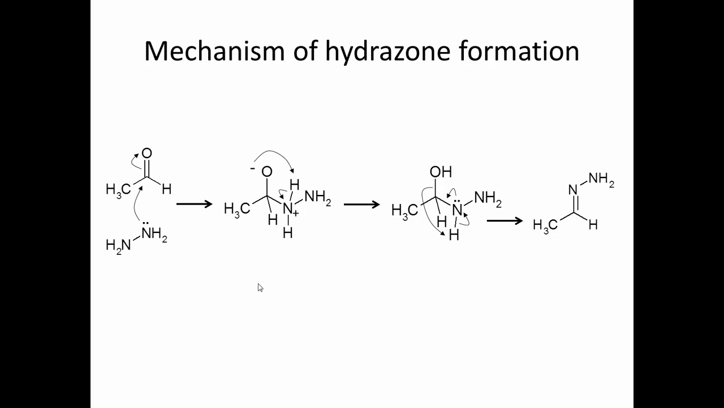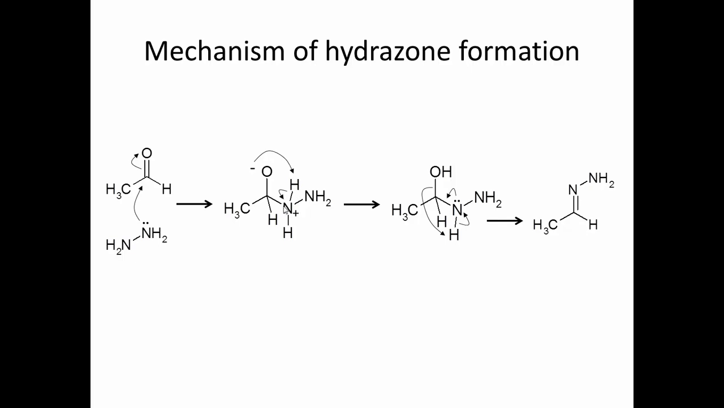And for those of you that are mechanism buffs, here is the mechanism of hydrazone formation. So we have the nucleophile here as the nitrogen, the two electrons on nitrogen on one part of the hydrazine are attacking the electrophile, the carbonyl carbon, a favorite electrophile of course. Then we see the electrons in the double bond are getting donated to the oxygen. Then we have electrons coming in and donating to the hydrogen over here.